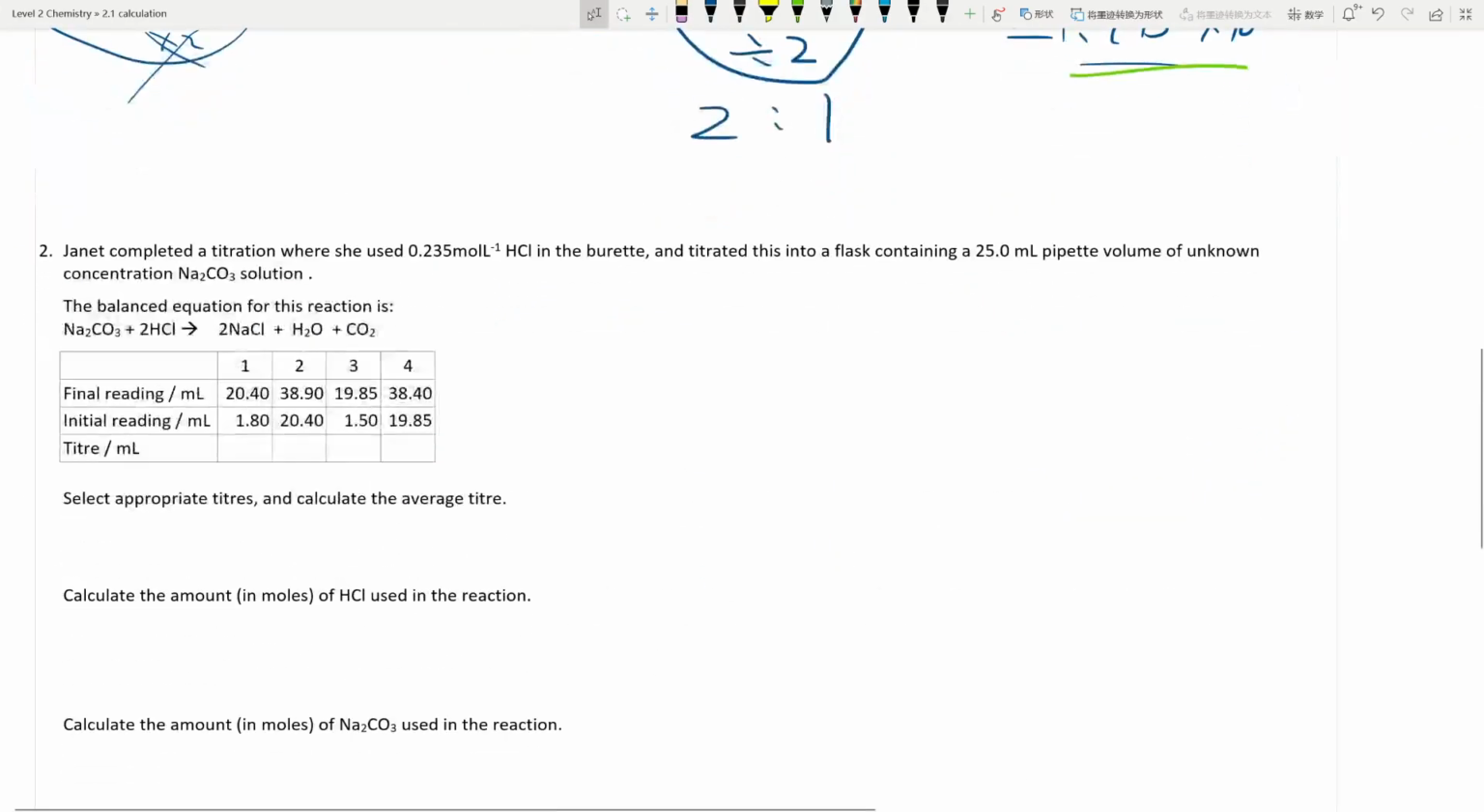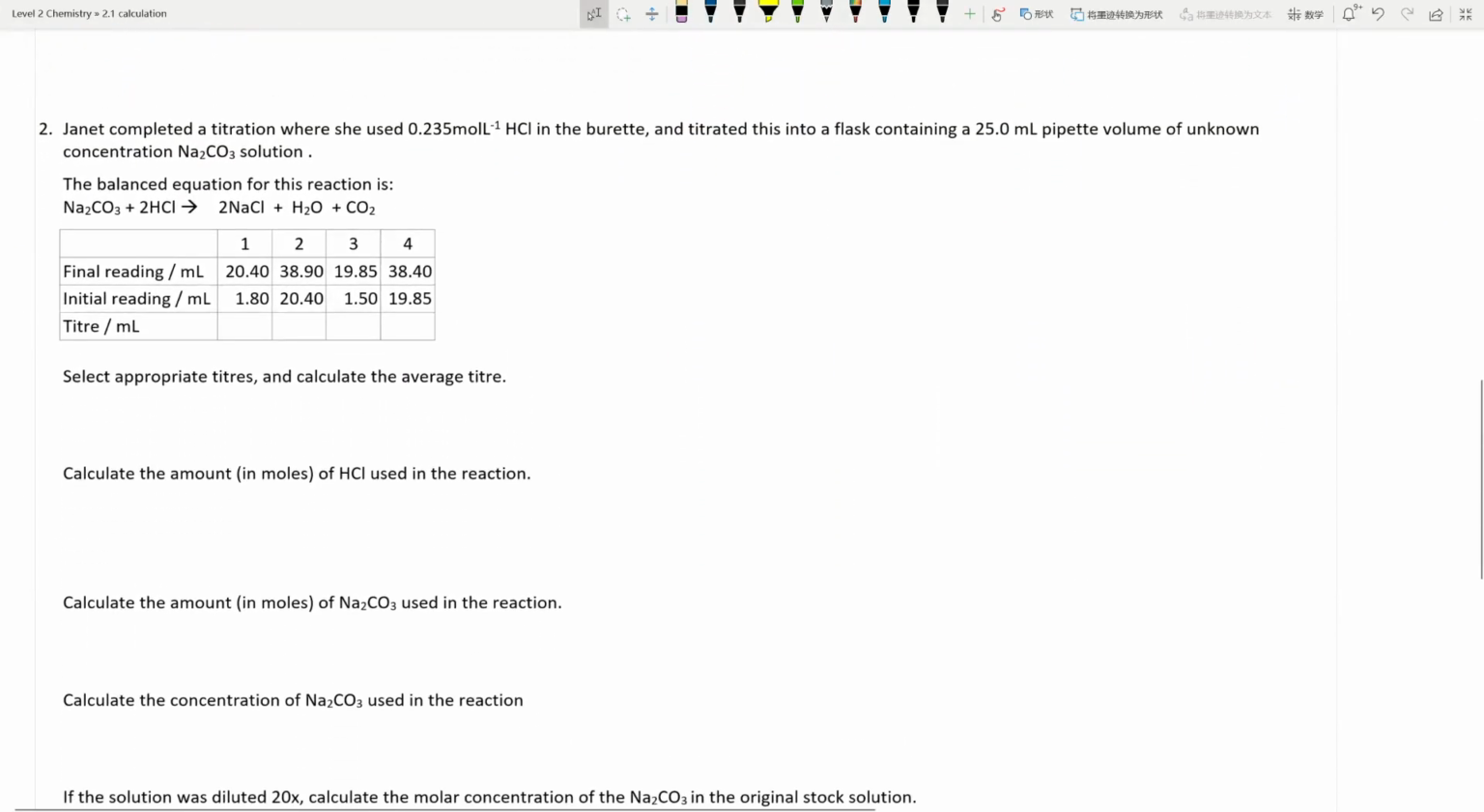All right, one last question. This is more of a complete example. So this person did, all right, so this is what I tend to do. I read this and then I just start highlighting 0.235 mole HCl. So I know my concentration of HCl. So why don't we just do this straight away? Why don't we just get into the habit?